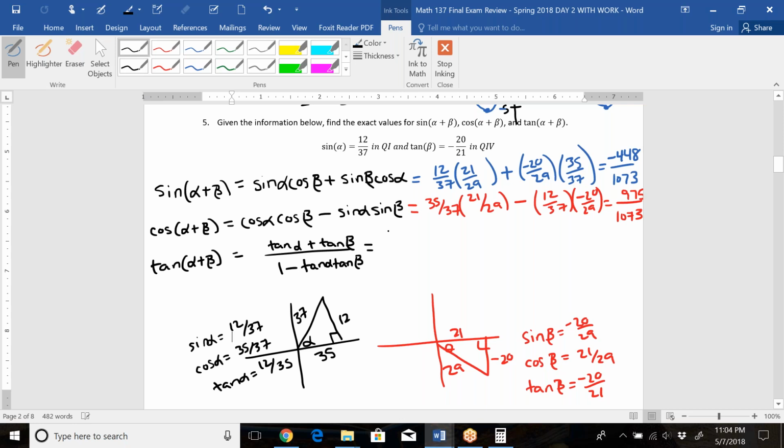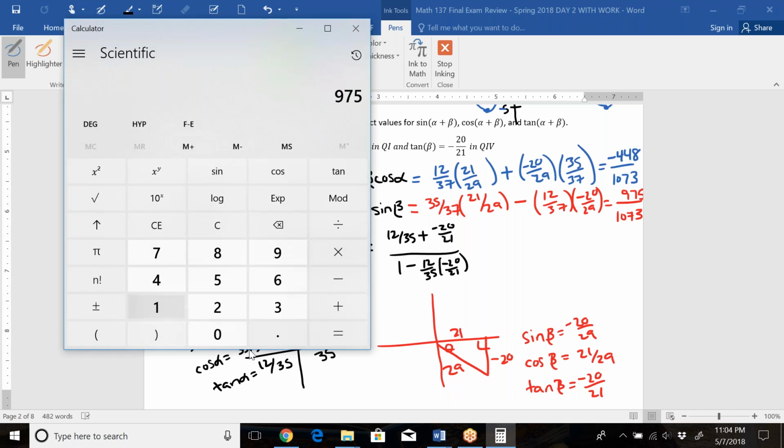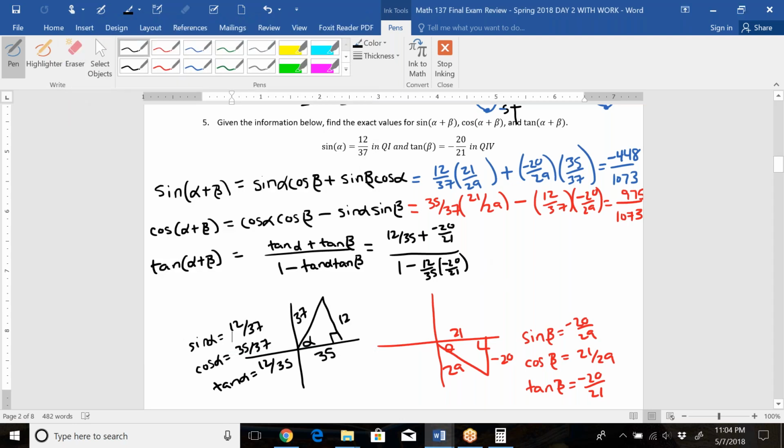So tan of alpha is 12 over 35, plus tan of beta is negative 20 over 21, over 1 minus 12 over 35 times negative 20 over 21. So let's figure out that bottom part. That's going to be 12 times 20 is 240 over our 1,073. So this will be 1 minus 240, or actually it'll be plus because it's minus a negative, over 1,073.